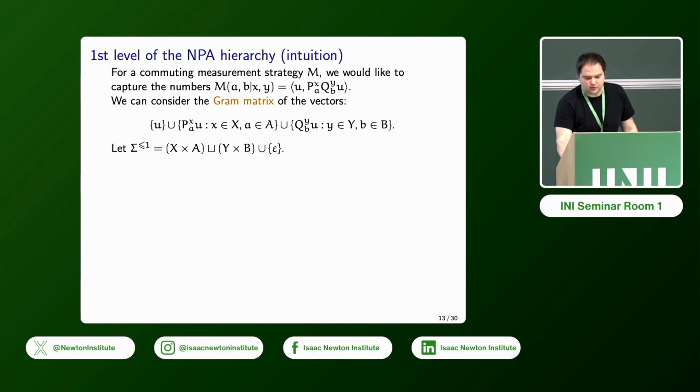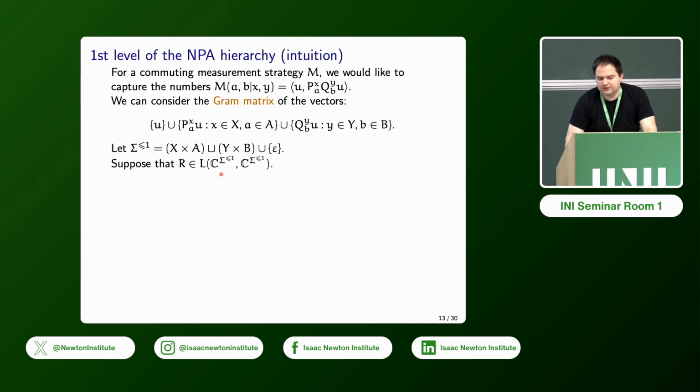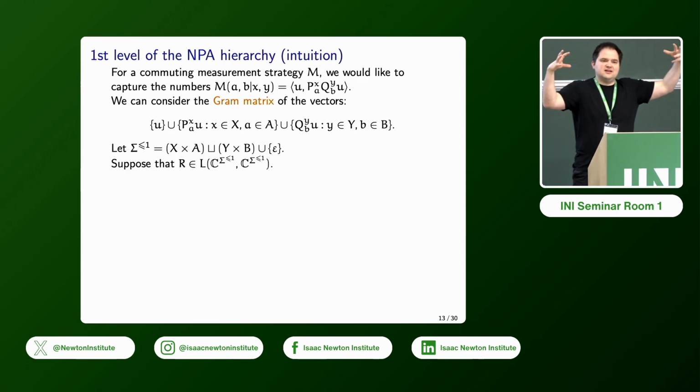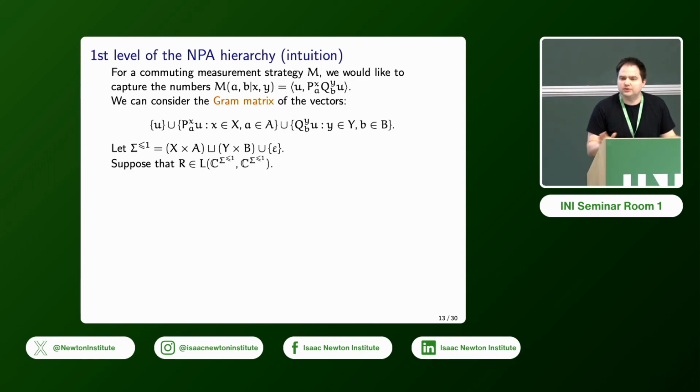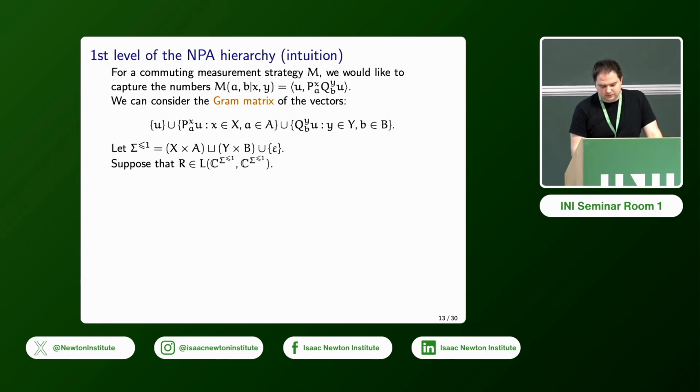If you think about it, you can index the Gram matrix by this kind of strings. And of course, the matrix will contain a lot of strings that we are not interested in, but there will be, of course, those that we are interested in. So suppose that R is such a matrix, such a Gram matrix. So it's positive semi-definite, and we can now observe what is true for this matrix and basically just translate the conditions from the definition of the commuting measurement strategy into conditions about this matrix.